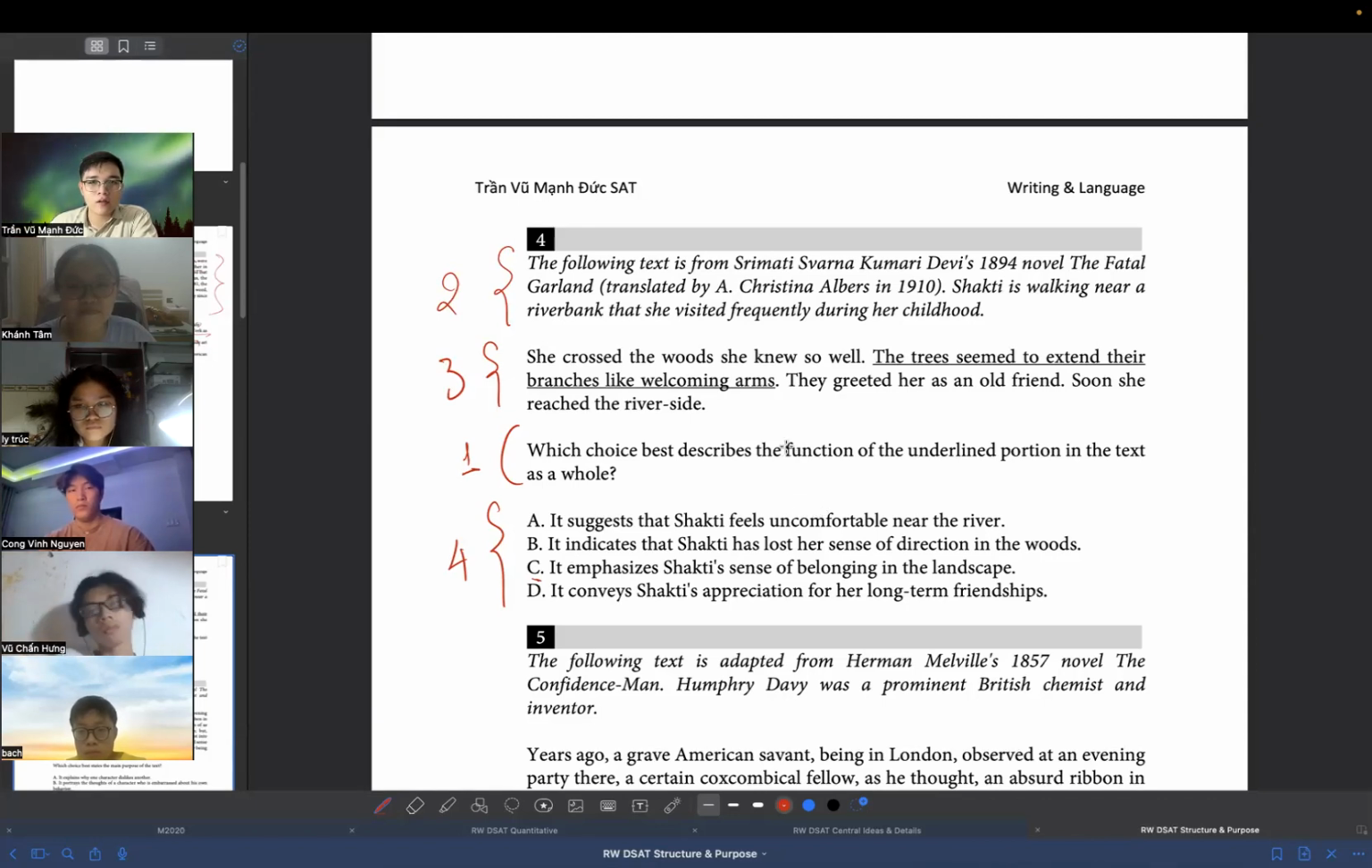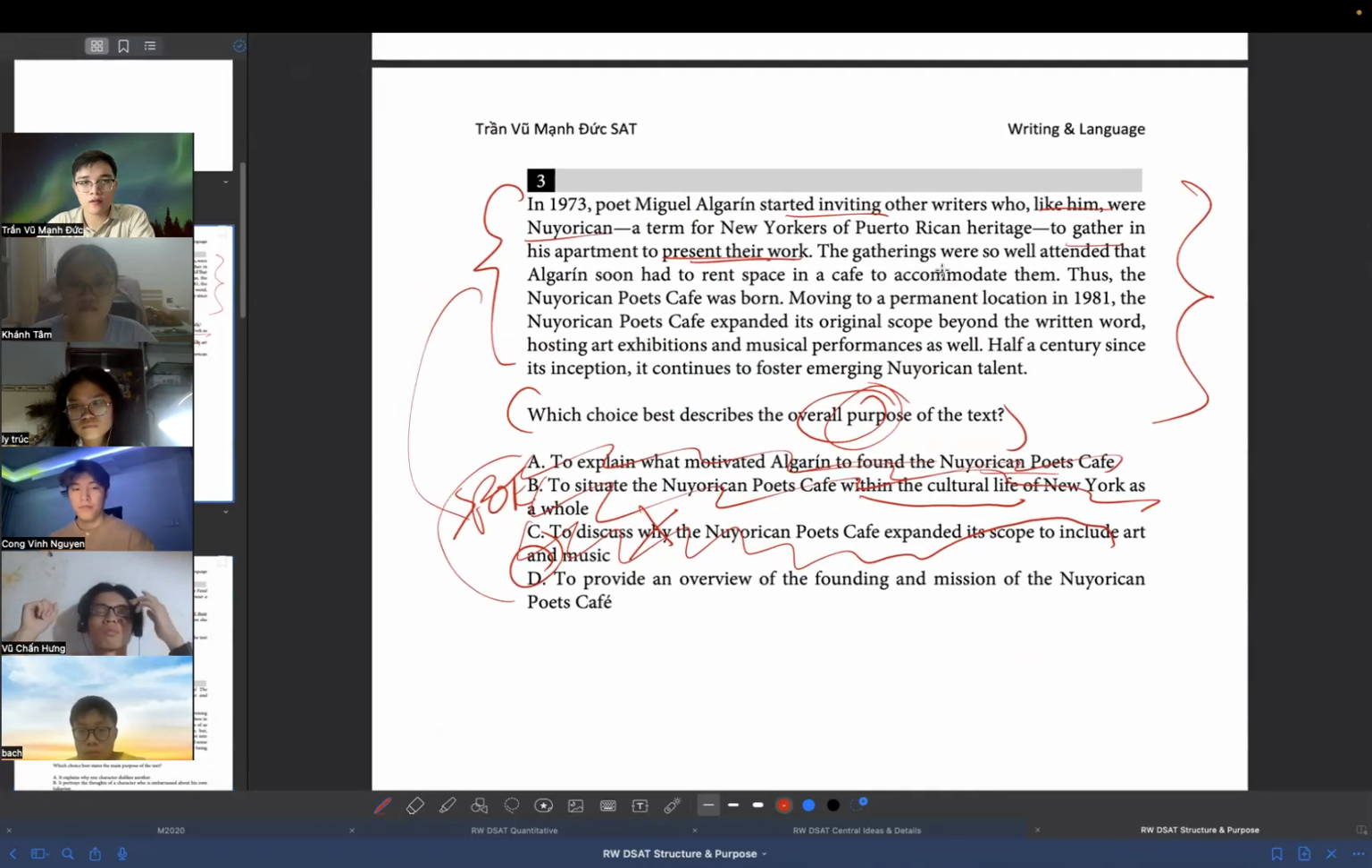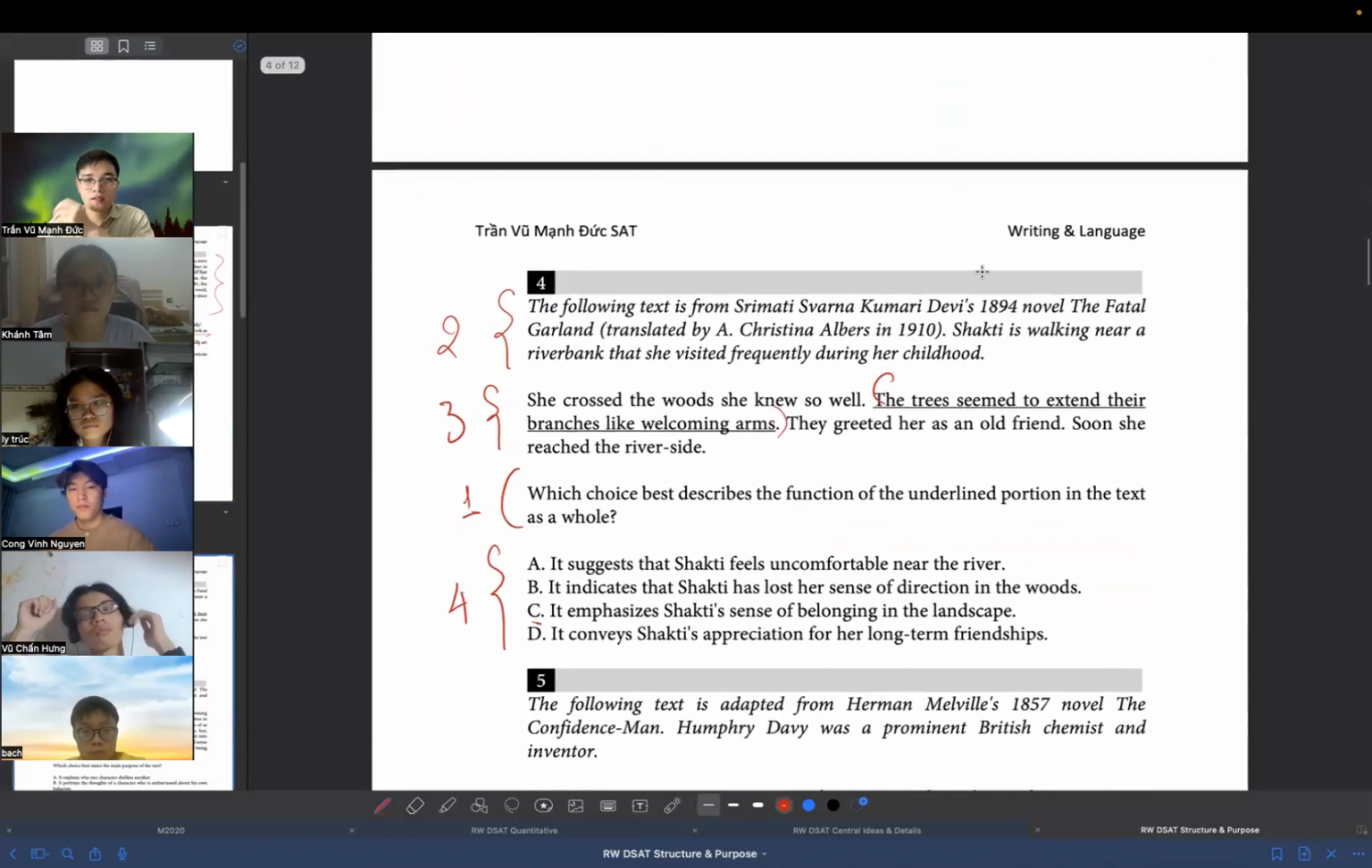Okay, let's see. So in this one, this is the question, the sentence in question. So I'm going to read this. Pay extra attention. This is very short, but for a paragraph this long, we're going to have to pay more attention to the underlined portion. She crossed the woods she knew so well. The trees seemed to extend their branches like welcoming arms. They greeted her as an old friend. Soon she reached the riverside. So firstly, A is unrelated, right? You're going to have to POE. A to me is unrelated.